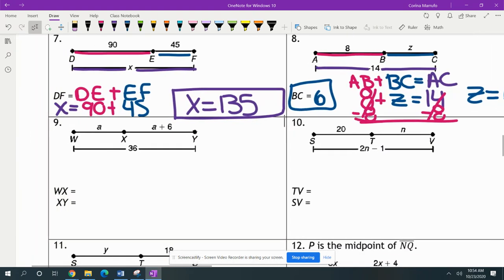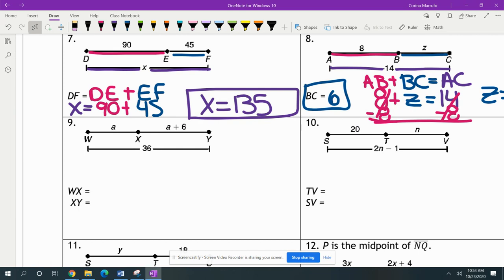Okay, the next one. This one gives us letters, so we're going to have to solve for the letters and then figure out what our sections are. So I'm going to write my segment addition postulate. From W to X plus from X to Y should equal the whole thing from W all the way up to Y. So it should equal W to Y.